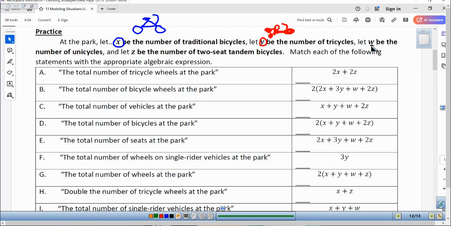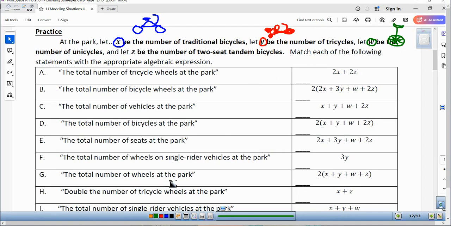W is going to represent a unicycle. A unicycle looks like this. There's a seat here. It's just down on a stick, and there's just a wheel. You've seen those if you've maybe ever been to a circus or some sort of act.